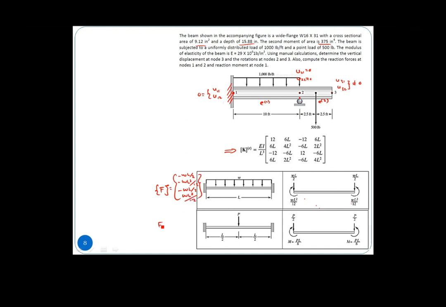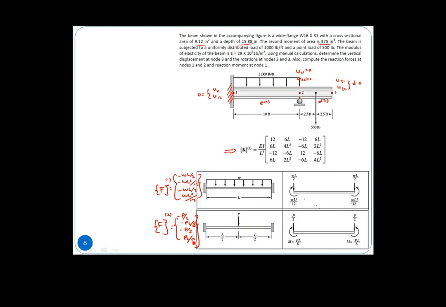So for this particular case, that will be our first element. This will be our second element. The load matrix will be negative P over 2, negative PL over 8, negative P over 2, and PL over 8. Right, so that is our first and second elements' load matrix.